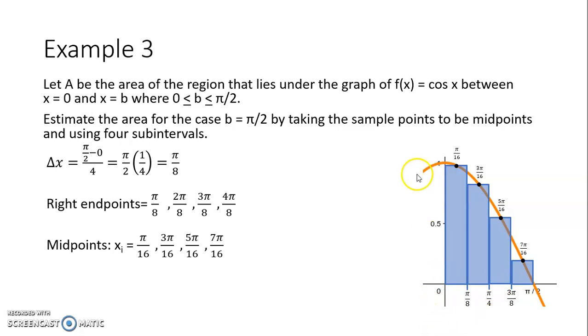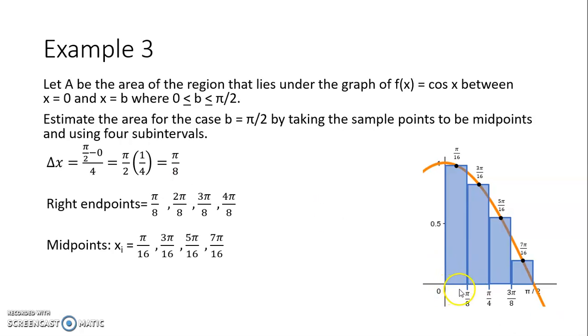Notice I have my function graphed here, the orange line in this picture, and it's from 0 to pi over 2. That's the range that we want. So I'm going to do pi over 2 minus 0, and then divide it by the 4 rectangles that I need, 4 subintervals. So pi over 2 minus 0 is just pi over 2. And pi over 2 divided by 4, I flipped the fraction, so it's 1/4, and I changed to multiplying. So pi over 8 is the width of each subinterval.